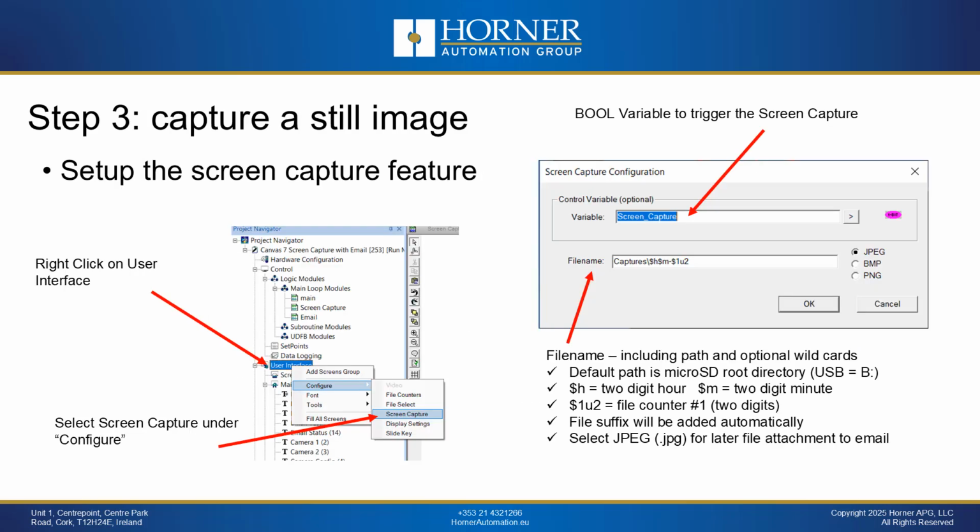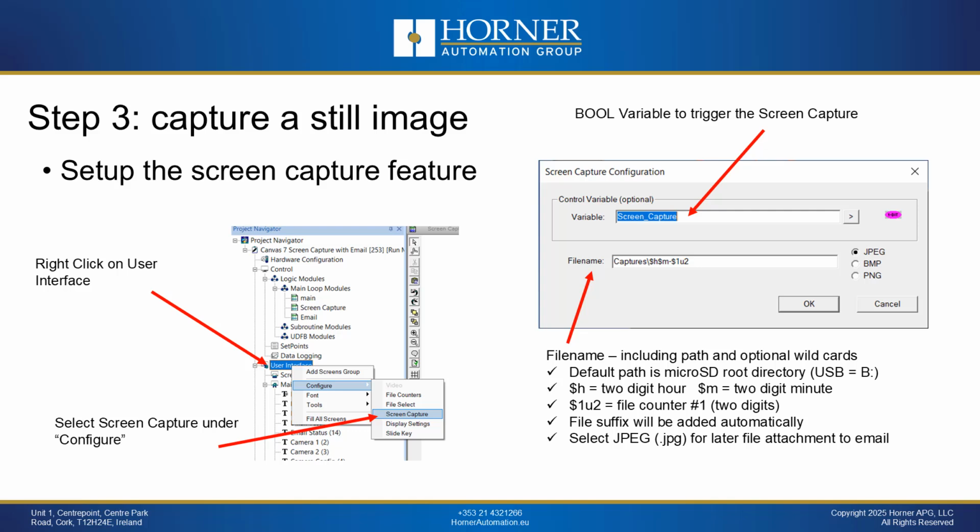Step 3 involves setting up a capture capability to enable still image capture from the video stream. After completing step 1 by connecting the camera and programming the video object on the screen, and step 2 by detecting an event to trigger the capture, the next step is to configure the screen capture feature.